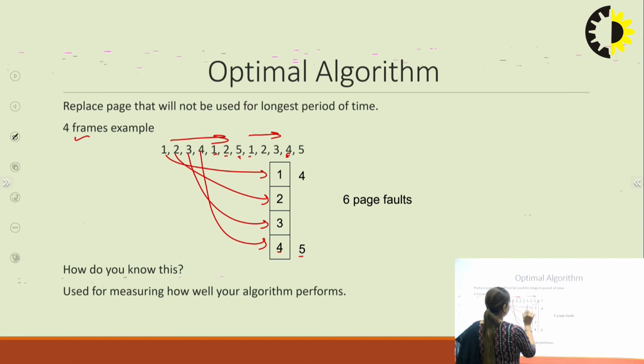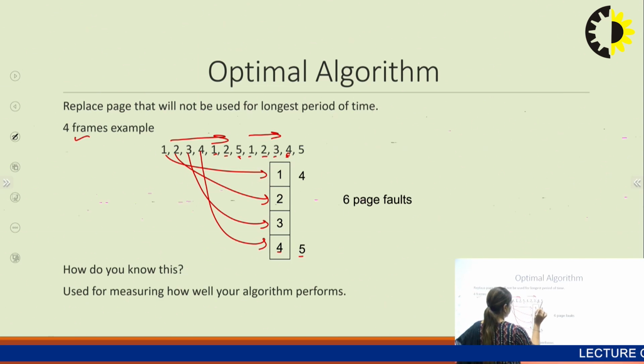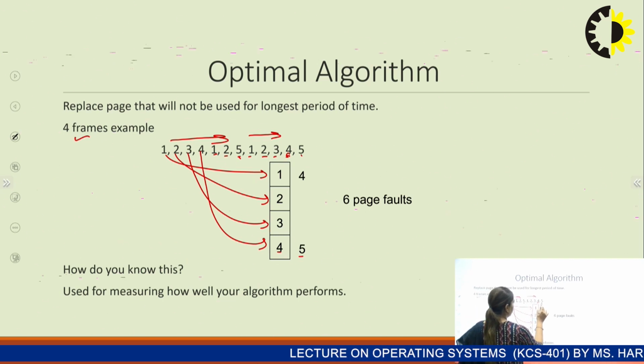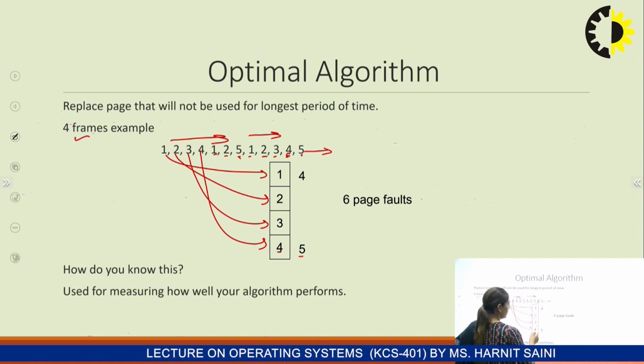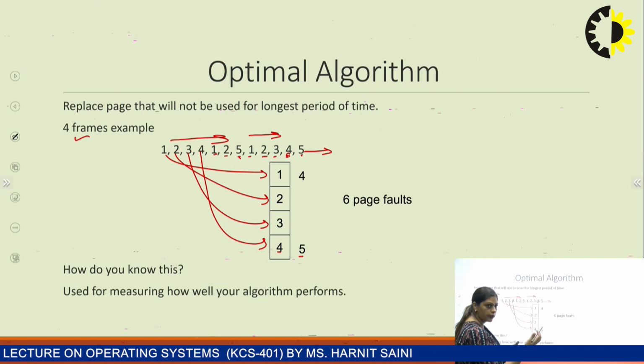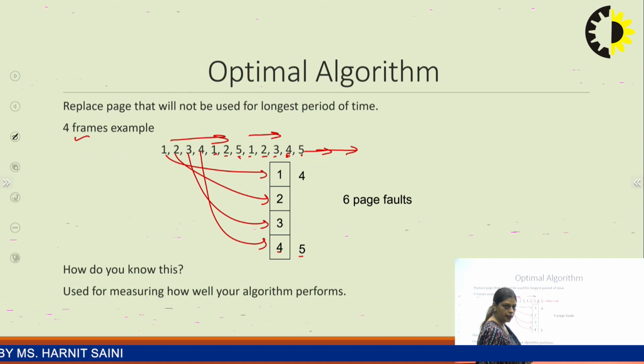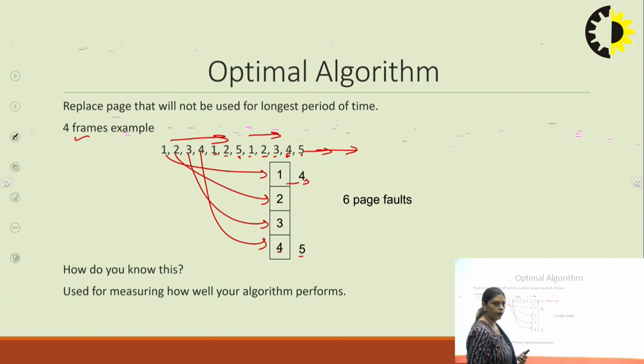Then 1 is already there, 2 is already there, 3 is already there, 4 is to be inserted. Now from this side we will see which is the farthest one. Now all the pages are finished, there is no requirement, so you will replace the oldest page, right? 4. Now how many page faults? 1, 2, 3, 4, 5 and 6. 6 page faults, right?